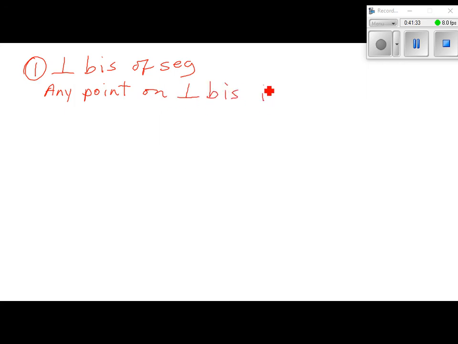Number one, what did number one say? This is what you might want to write down underneath somewhere, or wherever you want to put it. Perpendicular bisector of a segment, right? We had a theorem that talked about the perpendicular bisector of a segment. And that theorem said any point on the perpendicular bisector is, does anybody remember it? If there's a point on the perpendicular bisector of a segment, what do you know about it?